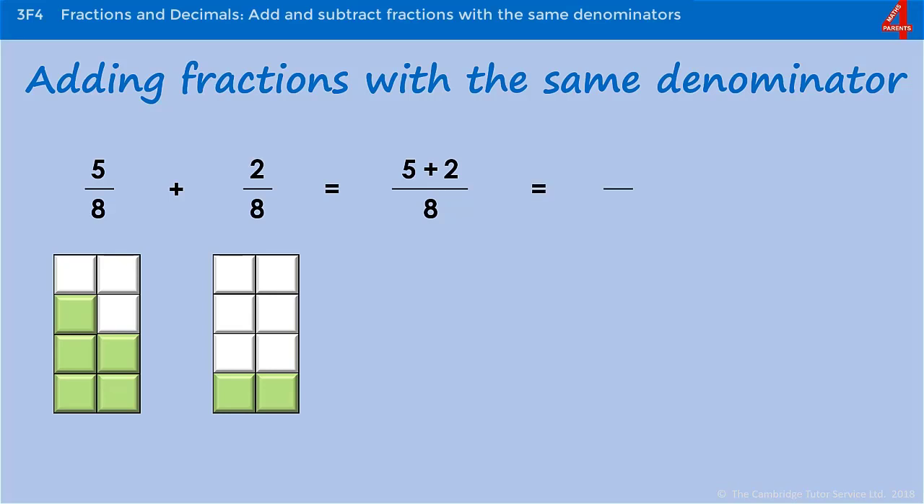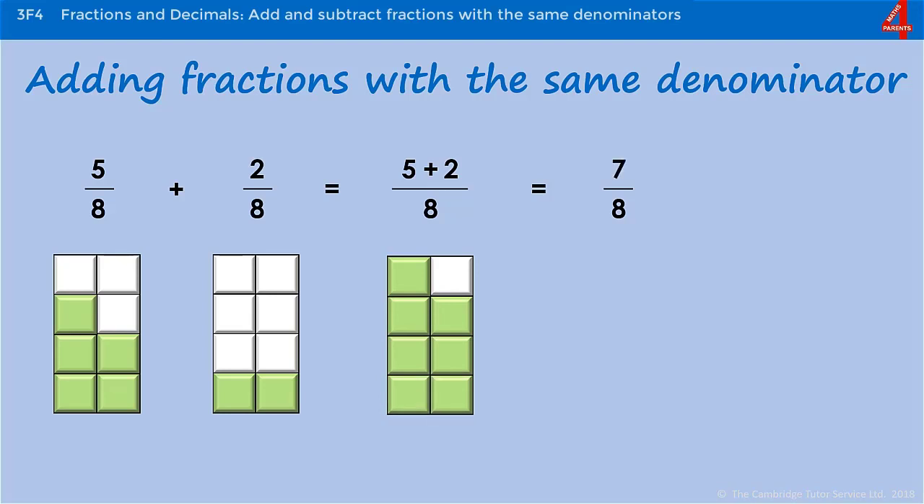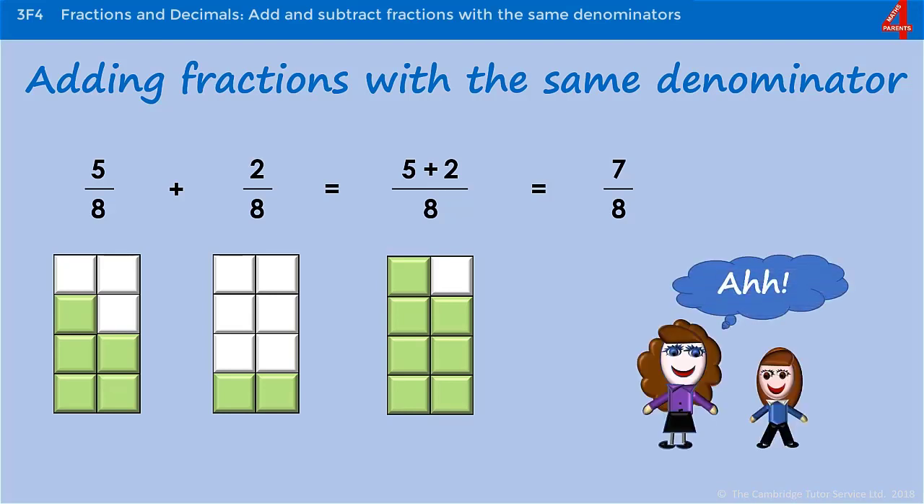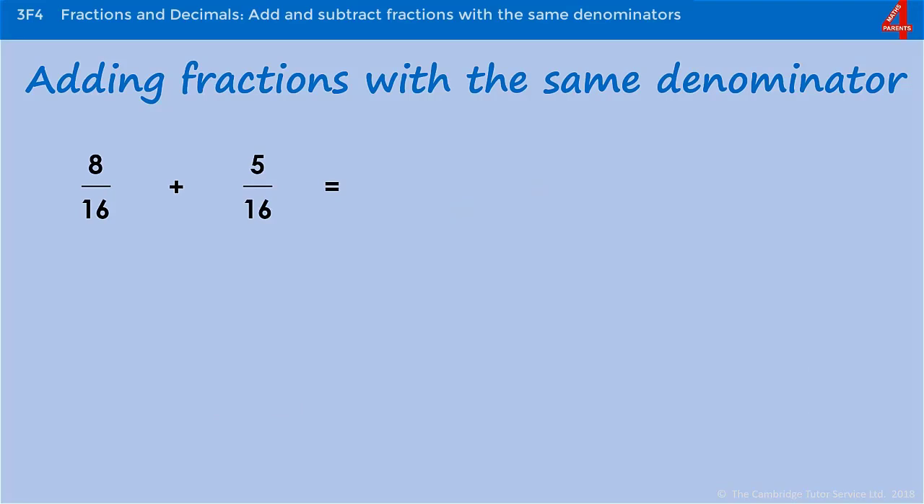How many eighths do we have altogether? If we look at that in the blocks, that's 7, and you can see in these 8 blocks, 7 of the 8 are shaded green. And looking just at the numbers, adding the numerators together, 5 add 2 is 7. So 5/8 add 2/8 makes 7/8. Here's another one to go through. If you're ready to have a go at this on your own, pause the video, see how you get on.